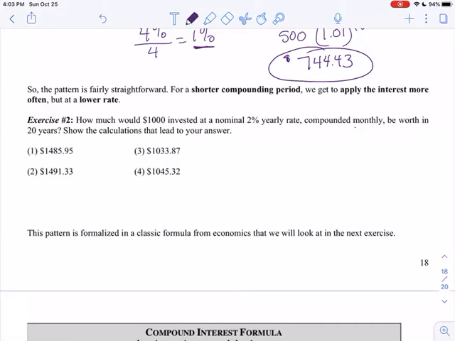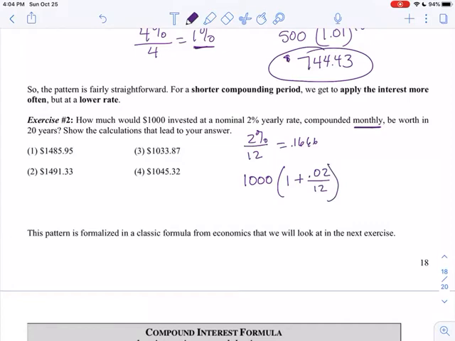For a shorter compounding period, you get to apply the interest more often, but at a lower rate. Say I had $1,000 invested at a nominal 2% yearly rate, compounded monthly. Monthly is 12 times per year. What would it be worth in 20 years? Before, I took the percent and divided it by 4 for quarters. If I take 2 and divide by 12, that gives me 0.1666, which is kind of ugly, so I'm just going to leave it as a fraction.